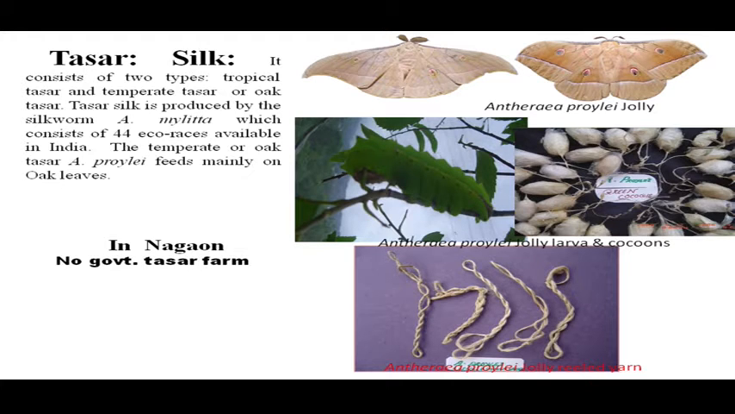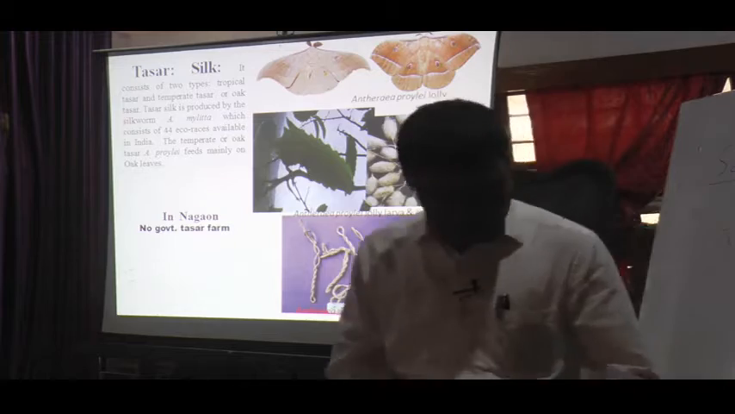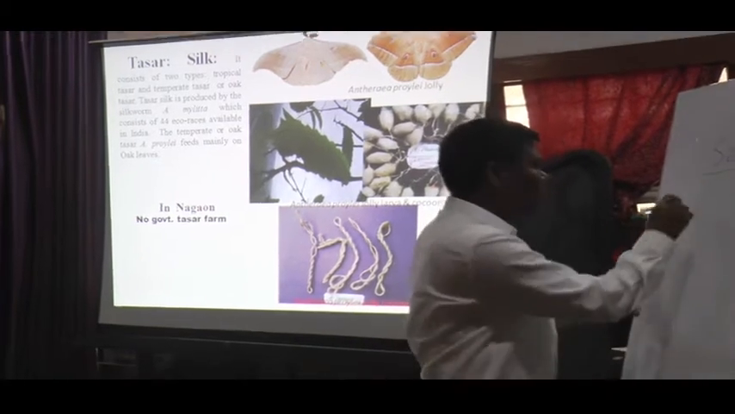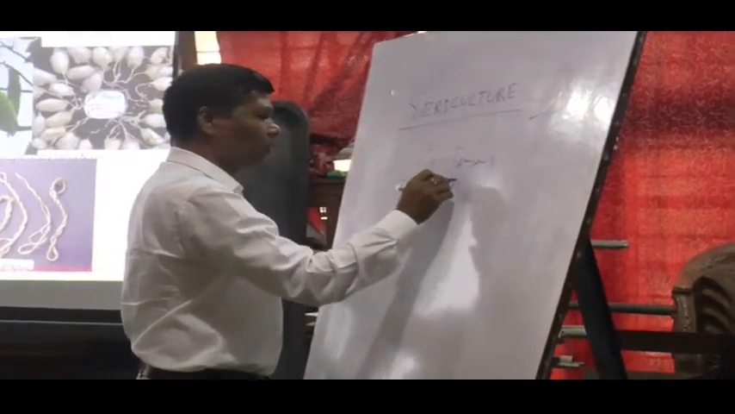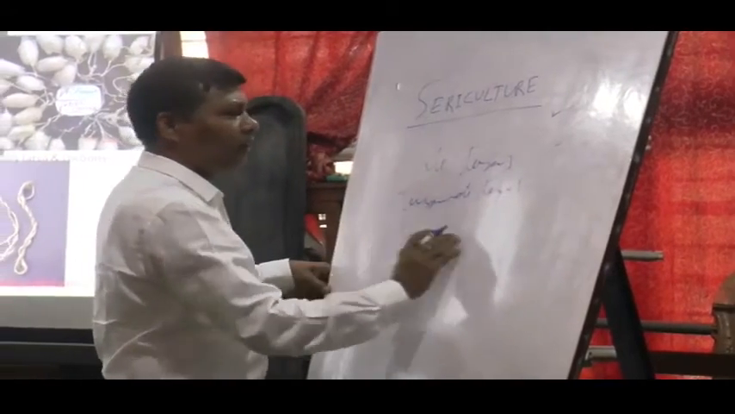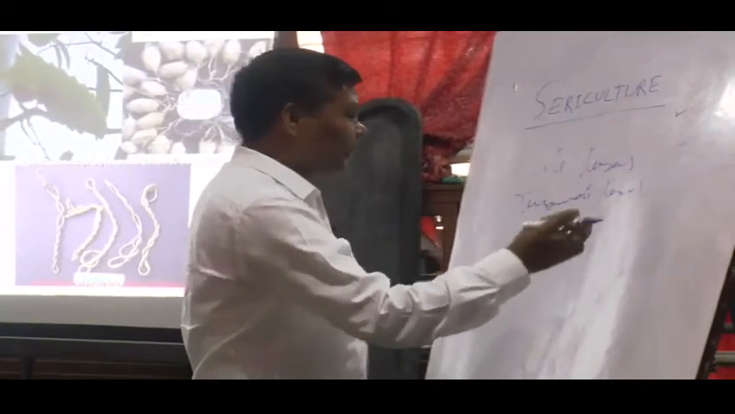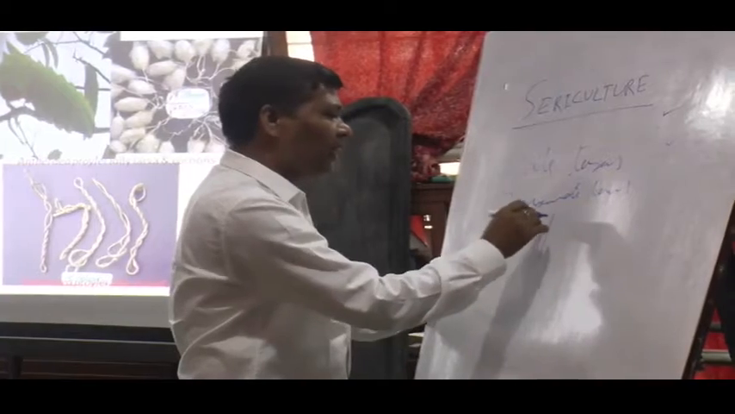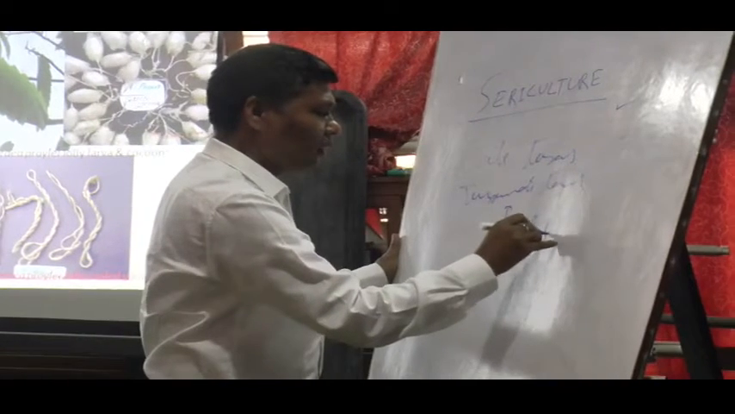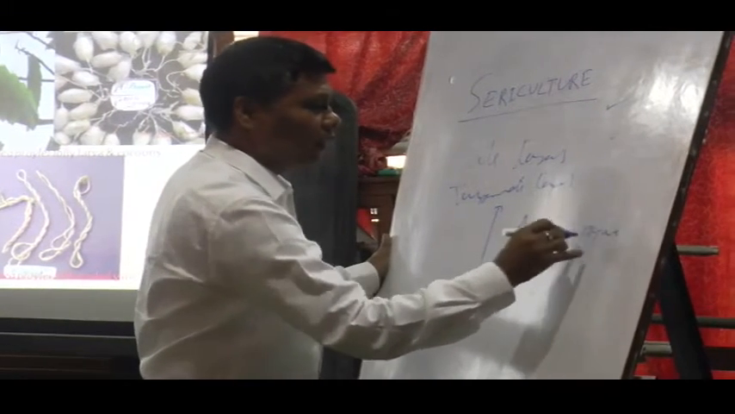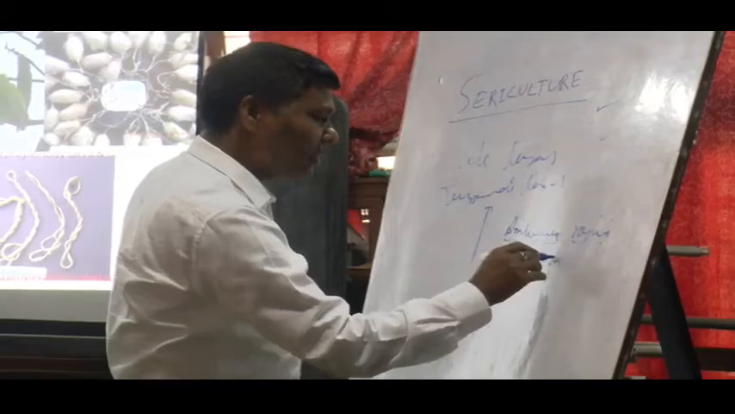And temperate tussar or oak tussar, Antheraea proylei, feeds mainly on oak leaves, oak plant leaves. Here it is interesting that oak tussar or temperate tussar, which is reared in the northeastern region of India, Jharkhand and other states, is originally a hybrid species. So we know that Antheraea roylei is a wild tussar silk moth found abundantly in India.